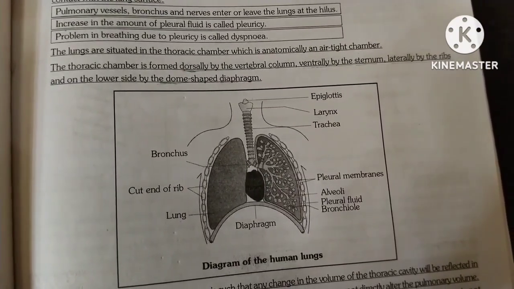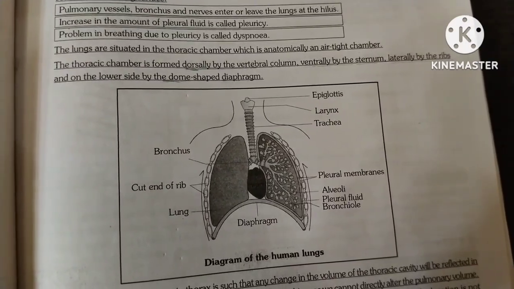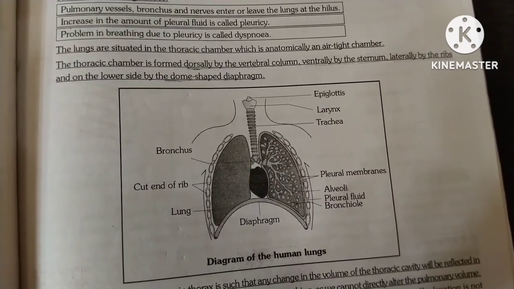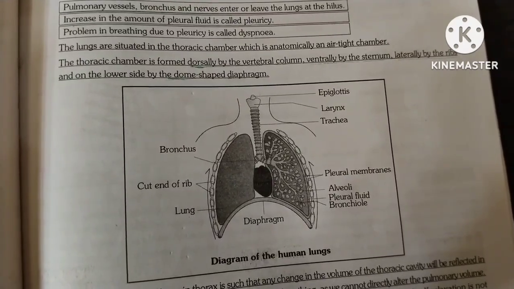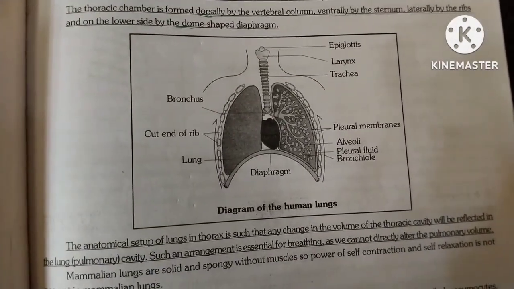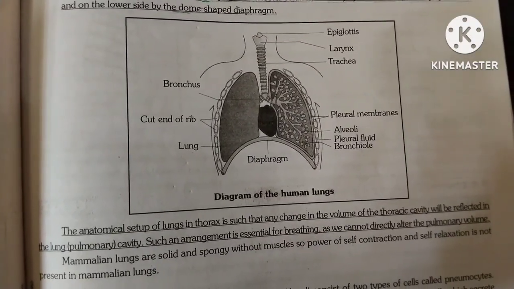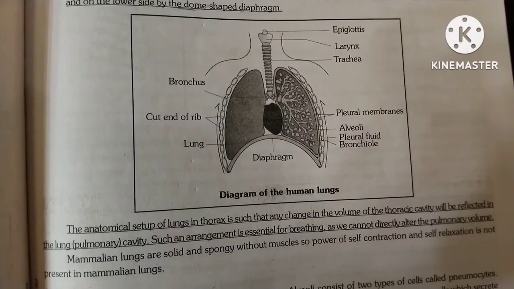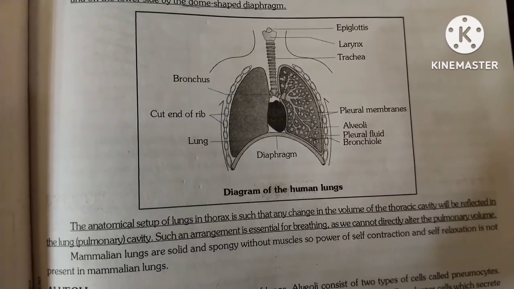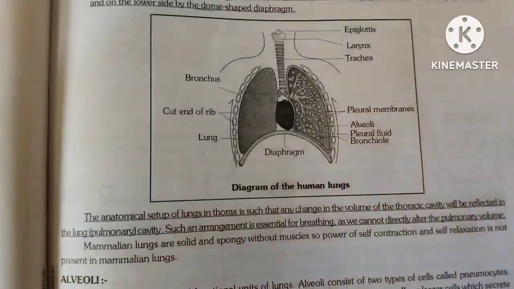The lungs are situated in the thoracic chamber, which is an air-tight chamber. The thoracic chamber is formed dorsally by the vertebral column, ventrally by the sternum, laterally by the ribs, and on the lower side by the dome-shaped diaphragm. Epiglottis, larynx, trachea, bronchus, cut end of rib, lungs, pleural membrane, alveoli, pleural fluid, bronchiole, diaphragm of the human lungs.